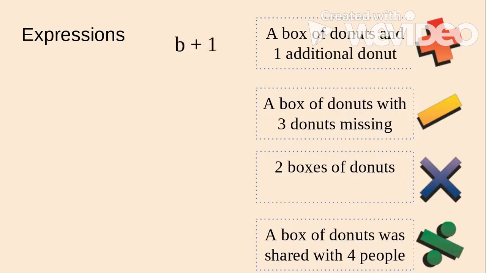So I have a box that I've added 1. For my subtraction, I have a box that has 3 missing. I've subtracted 3. For my multiplication, I have a box times 2 boxes of donuts. And a box that is being shared is a box divided by 4. So you have your variable expression. So that is that statement that uses a variable to show you a mathematical situation.